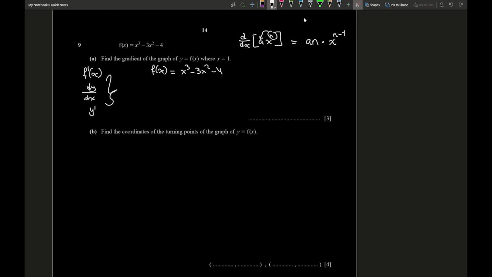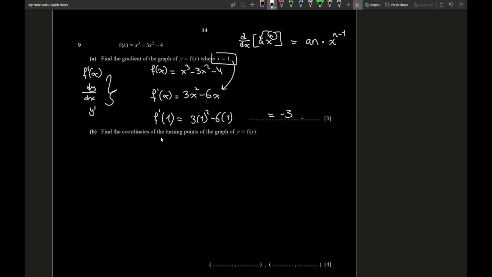If I apply this general rule of differentiating to this function f of x, f dash of x is equal to 3x squared, and for negative 3x squared the derivative is going to be negative 6x, and the derivative of negative 4 is obviously 0. To find the gradient where x is equal to 1, we'll just substitute this value into this equation. So f prime of 1 is equal to 3 times 1 squared minus 6 times 1, which is equal to negative 3. Okay, that's a very easy question.